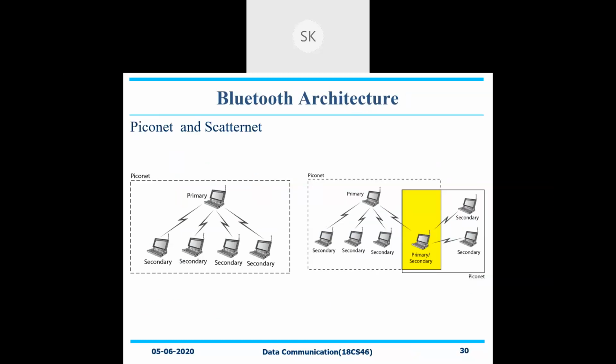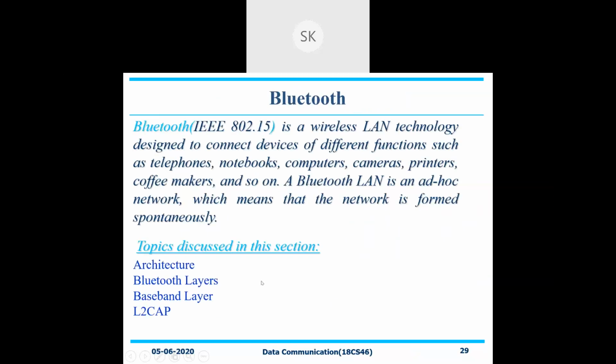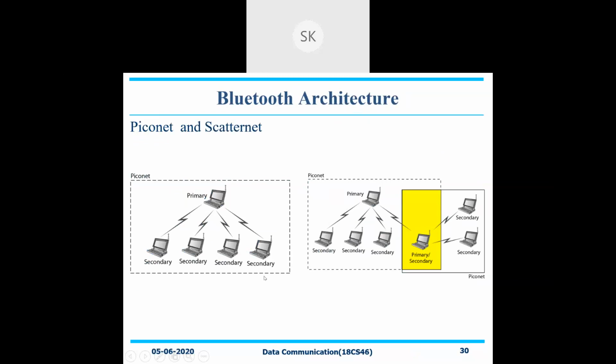Once again, I'll recap it. In Bluetooth, you will be having an architecture. The architecture is of two types: one is Piconet, another one is Scatternet. In the Piconet, one master will be there, and n number of secondary nodes or receiver nodes will be available. If one of the receiver nodes becomes a master node for one more transmission, then we'll be calling it a Scatternet. Understood? That is the architecture that we are having.